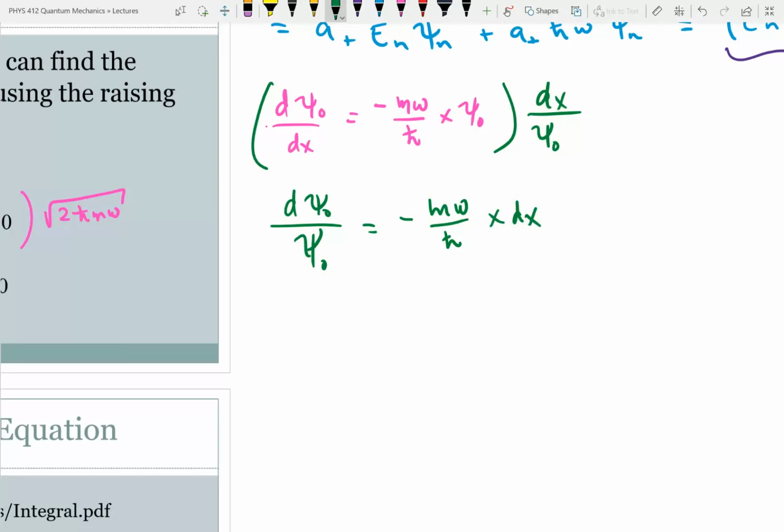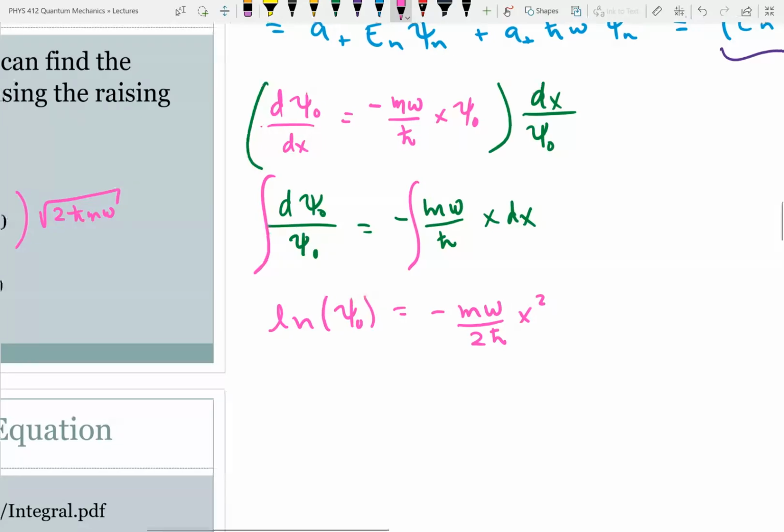Now the left side is independent of the right side. I know it sounds a little mushy since psi is a function of x, but they're independent. So now we just independently integrate each side, and we get natural log of psi 0 is equal to minus m omega over 2 h bar x squared. It's pretty obvious, but where did the 2 come from? The 1/2. Yeah, the 1/2 x squared, exactly.